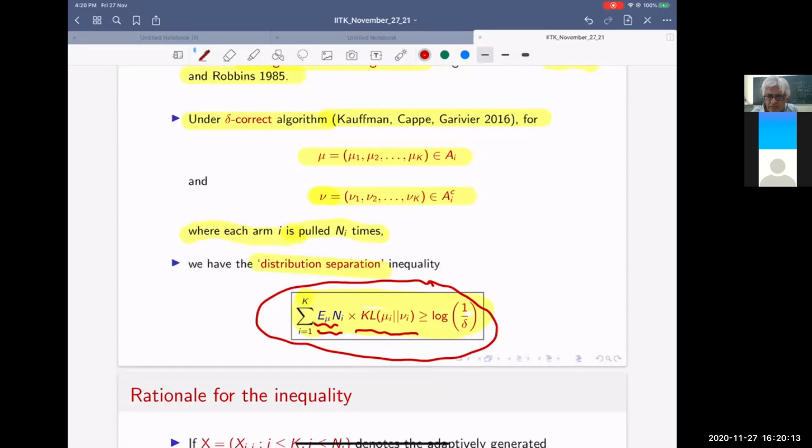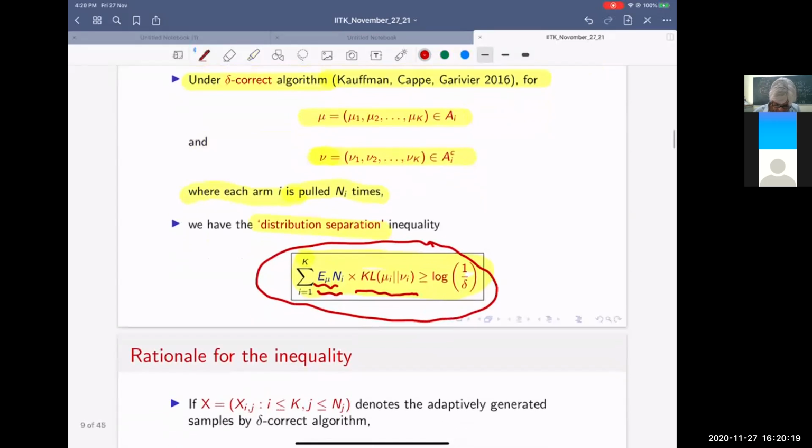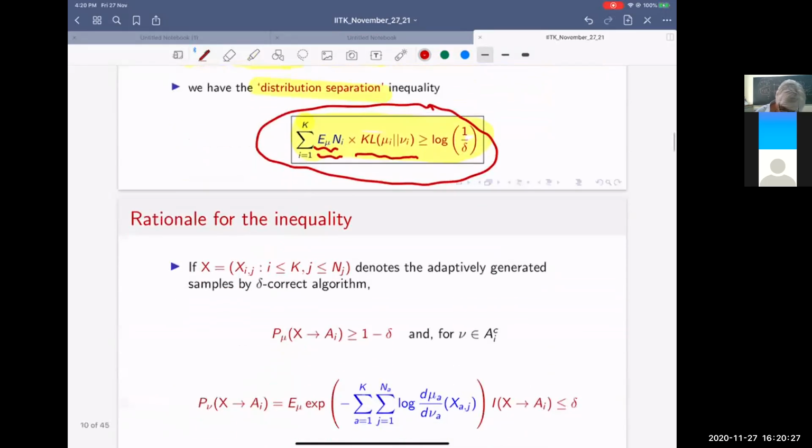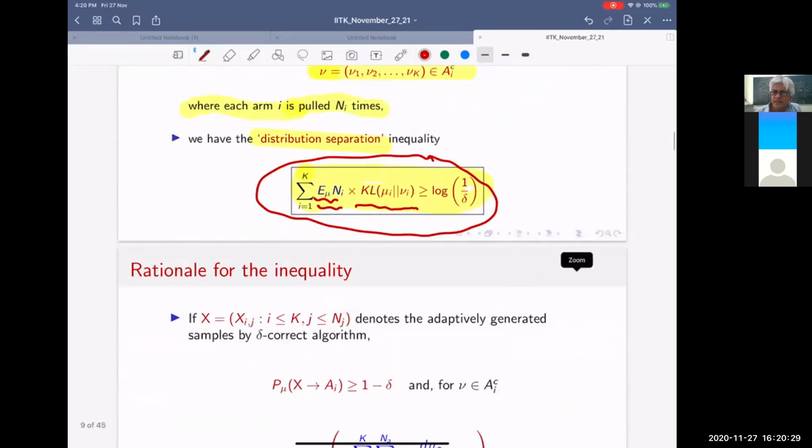So any questions on this? Any delta-correct algorithm will have to satisfy this inequality, and this is for every nu lying in A complement. So that's what makes this interesting. Okay, so where do we go from here? Let's first understand why this inequality comes about.